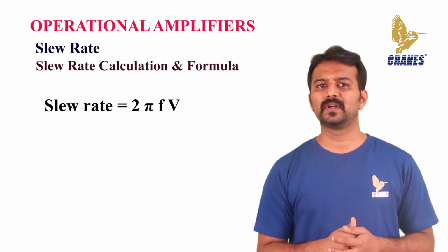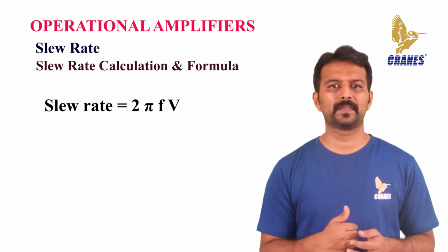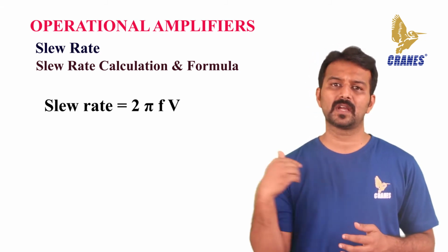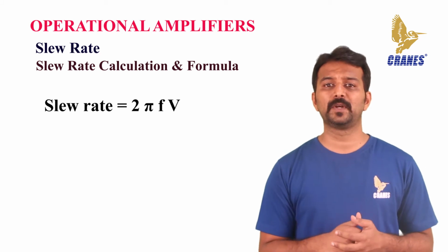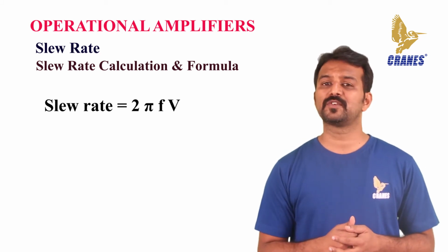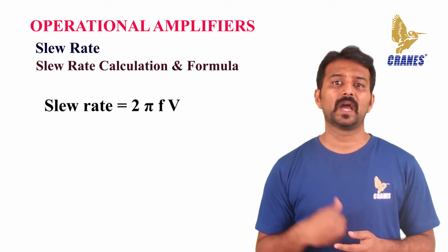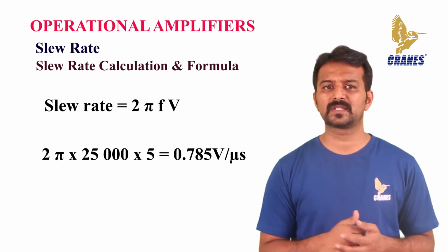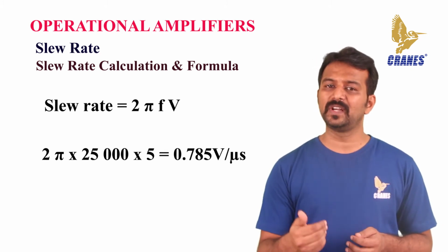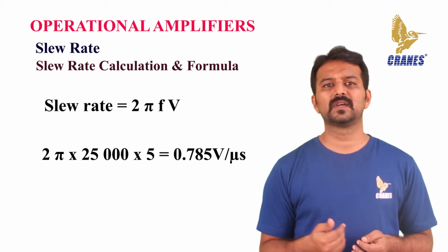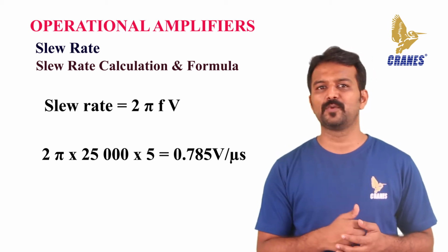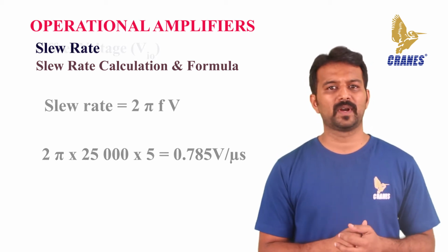As an example, take the scenario where an op amp is required to amplify a signal with peak amplitude of 5 volts at a frequency of 25 kilohertz. An op amp with a slew rate of at least 2 times pi times 25,000 times 5, that is nothing but 0.785 volts per microsecond, would be required.